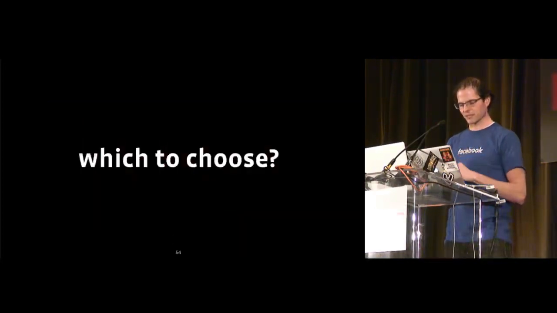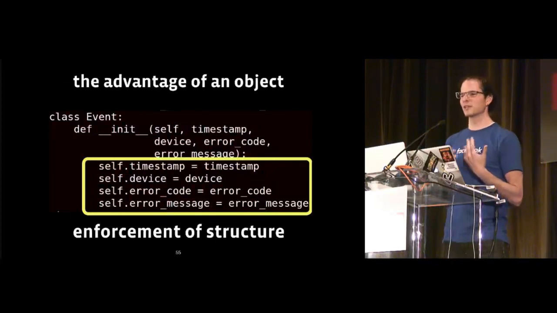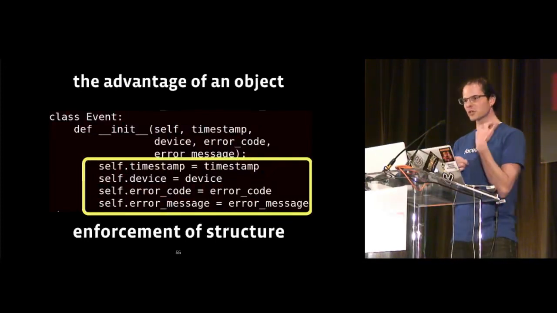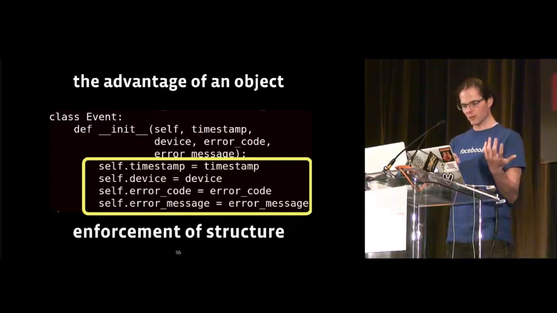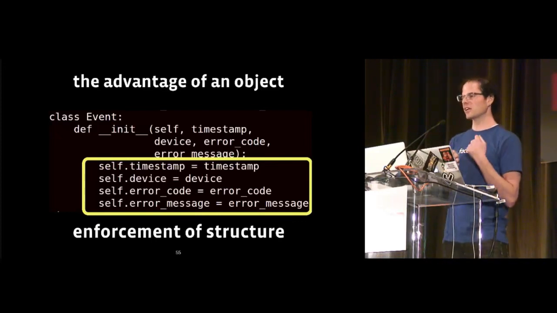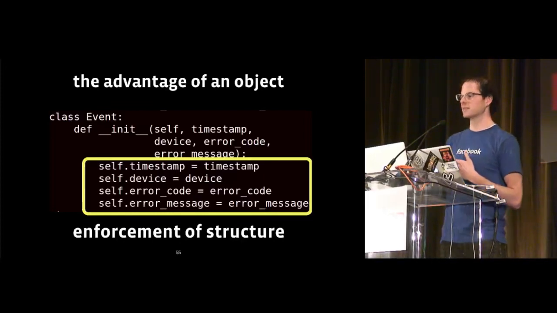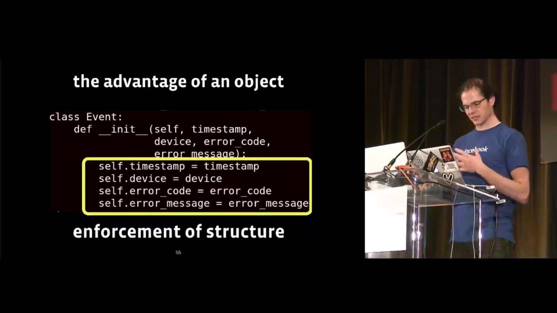And I'm going to come back to this because I skipped actually a section. So this is actually where an object makes sense, though, because you can describe structure and enforce structure by code. So it's self-documenting in that when I see this class here, this is describing what every instance of this object looks like and feels like. And so it says right now, when I create this, I have to at least have a timestamp, a device, an error code, and error message.